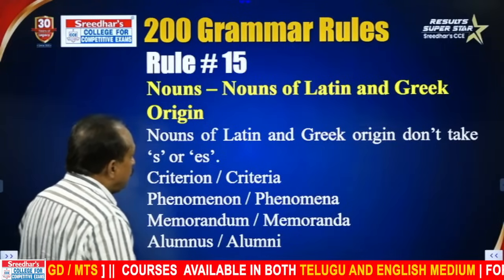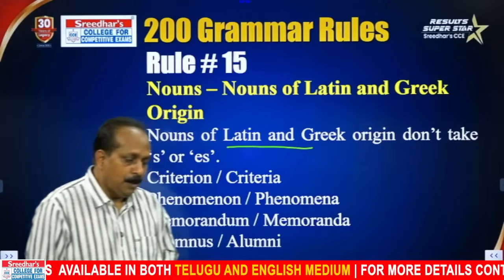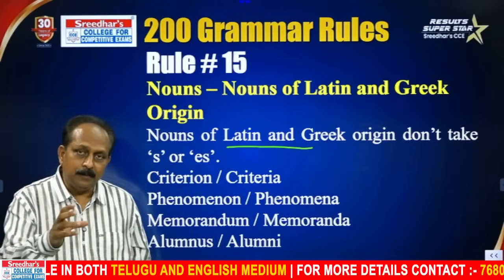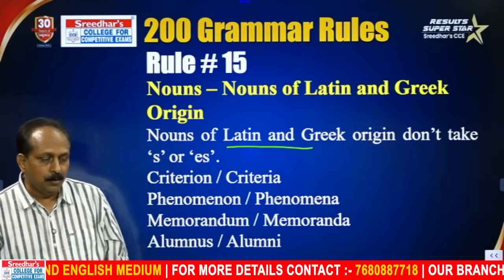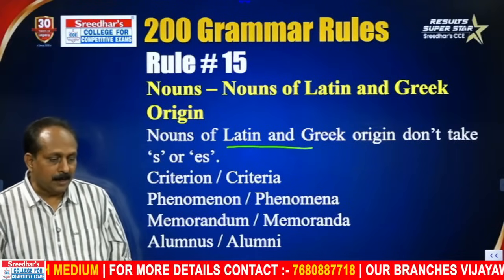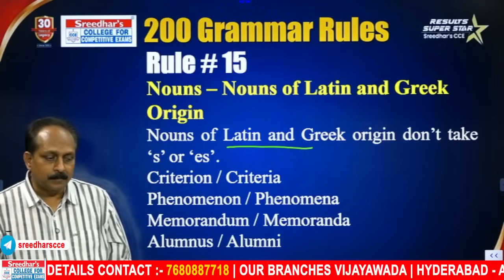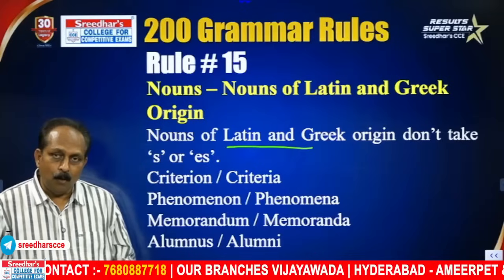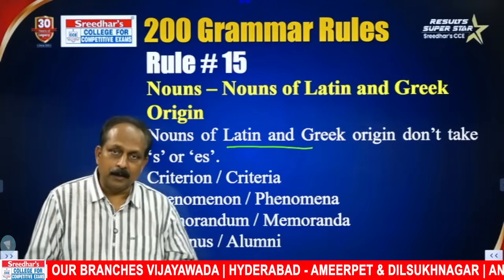Nouns of Latin and Greek origin don't take S or ES. I was talking about the tags, the names given to the English language. English has two, that is true, rare talent. English has two tags or two names. One, English is known as the most polite language. Polite means what? Giving respect to others.